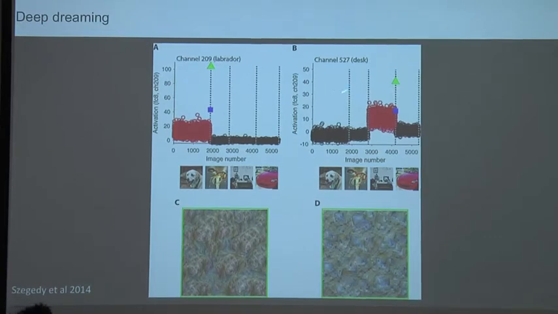Here's another example. This is a unit that's involved in labeling objects as whether there's a desk or not. It's more strongly activated for desks. And when you do the deep dreaming, you generate images like this one, which trigger higher activation than any image available on the web to date.